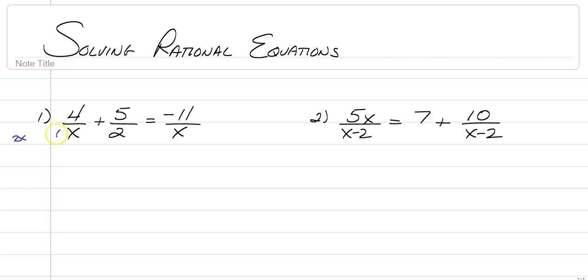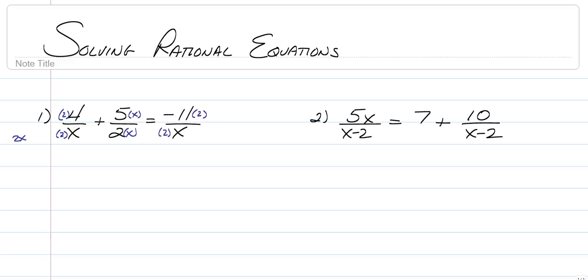So this denominator needs a 2, so we're going to multiply 2 to the top and bottom. This one needs an x, so we're going to multiply by x on the top and bottom. And this one again needs a 2, so we're going to multiply the 2 to the top and bottom. And that's going to create a new equation.